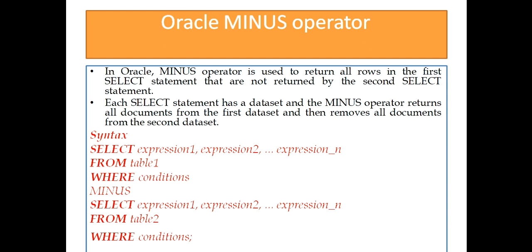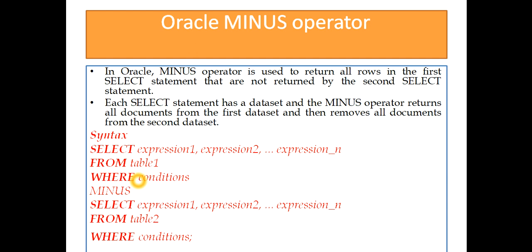And the syntax for it: select expression 1, expression 2 up to expression n from table 1 where conditions, minus, select expression 1, expression 2 up to expression n from table 2 where conditions. So we are just placing minus in between these two select statements.